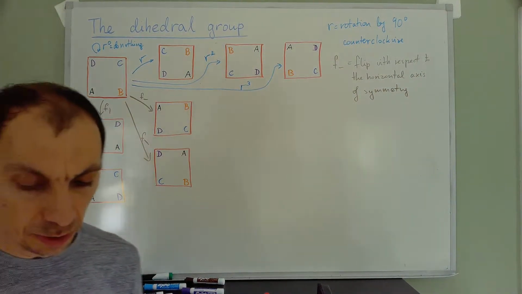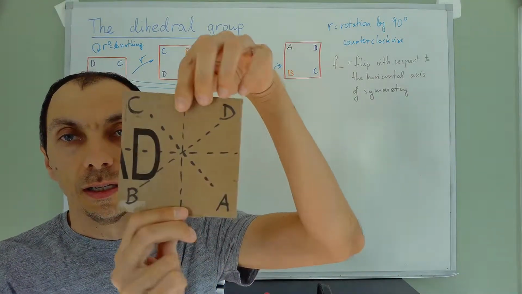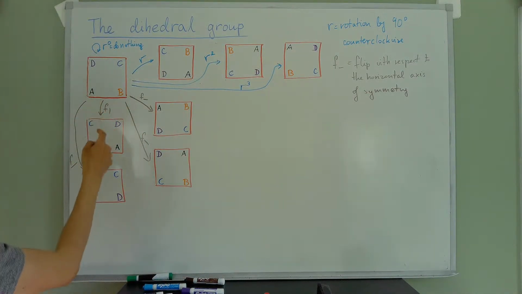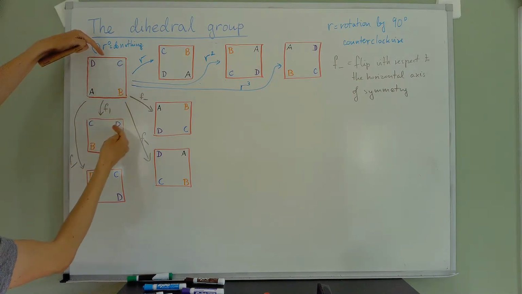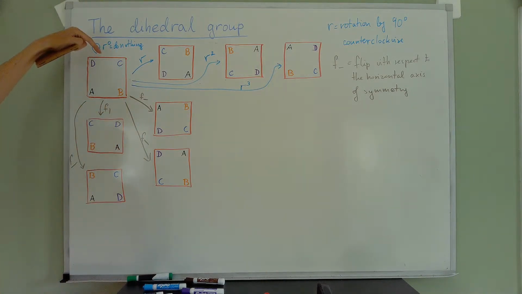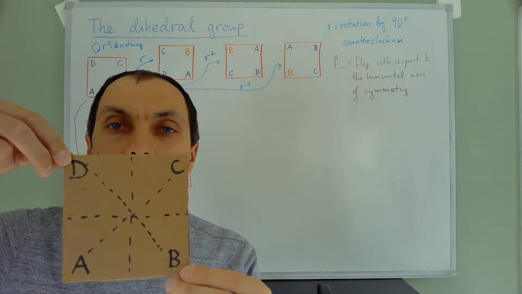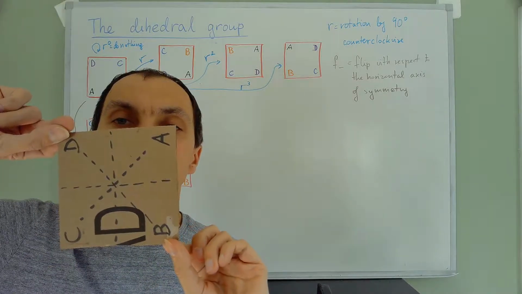Okay, but there are other flips possible, right? I can use the vertical axis and rotate it like this. So that's that flip. The vertical axis goes through here, so C and D switch places and A and B switch places. And then there are these axes that are diagonal. So I can, for example, hold these two and rotate the square like that.